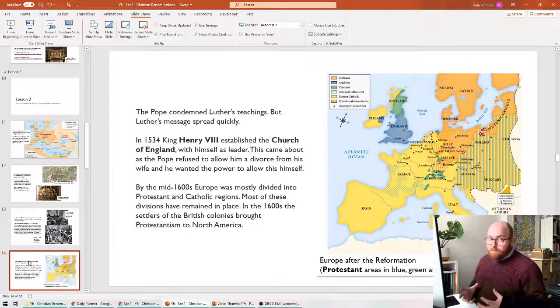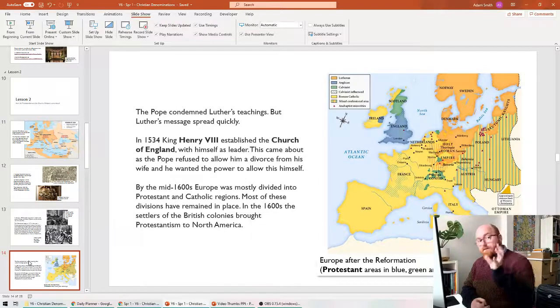So how does this affect Britain? Because Britain didn't immediately go over to Protestantism. It was still a Catholic country well into the 1500s. The Pope condemned Luther's teachings, but his message spread very quickly, and it spread especially throughout what is now modern-day Germany, and Poland and the Netherlands and Norway and Sweden. Not so much France and Spain and Italy, because these were very strongly Catholic areas, but definitely Central Europe, focused on Germany.